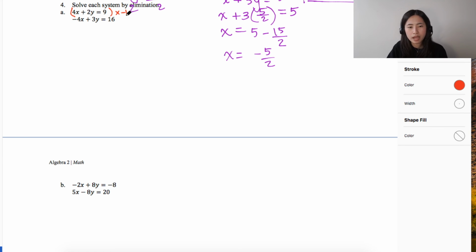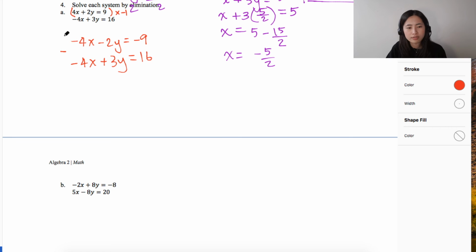So when I multiply negative 1 to this first equation, I would get negative 4x. When I multiply negative 1, I meant the whole equation, so distribute the negative sign into each of the terms. So negative 4x, and then minus 2y, and this is equal to negative 9. Once you have the second equation, which I did not change, I just have negative 4x plus 3y, which is equal to 16.